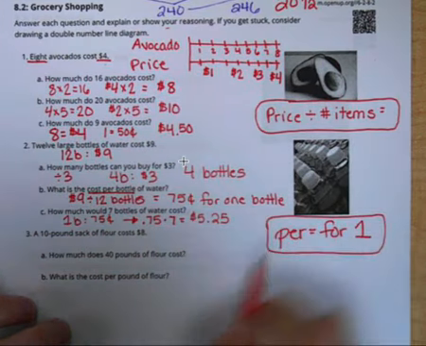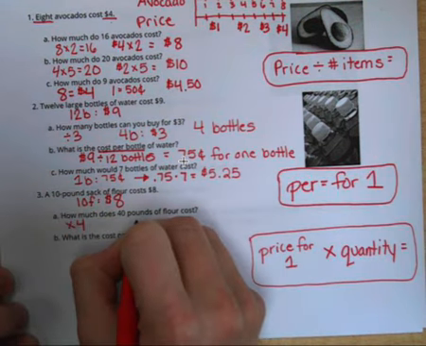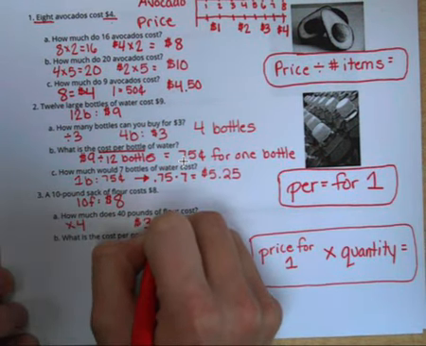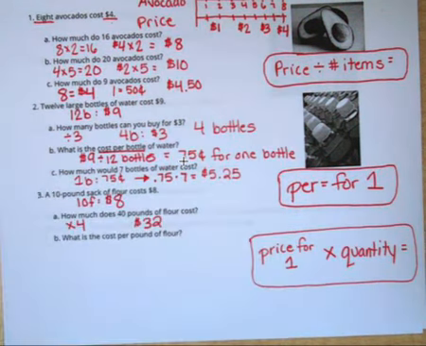So first, or not first, for number 3, we have a 10-pound sack of flour. So I'm going to put 10 flour, costs $8. Okay. How much would 40 pounds cost? Well, to get from 10 pounds to 40 pounds, we multiply by 4. So that means we have to do $8 times 4, and that equals $32. So on that one, we could use equivalent ratios.